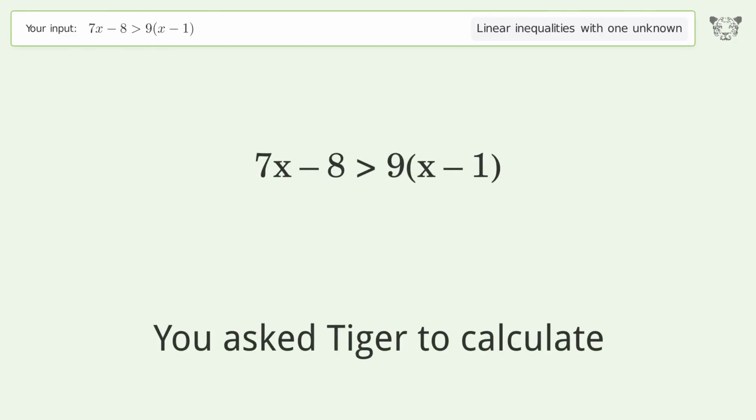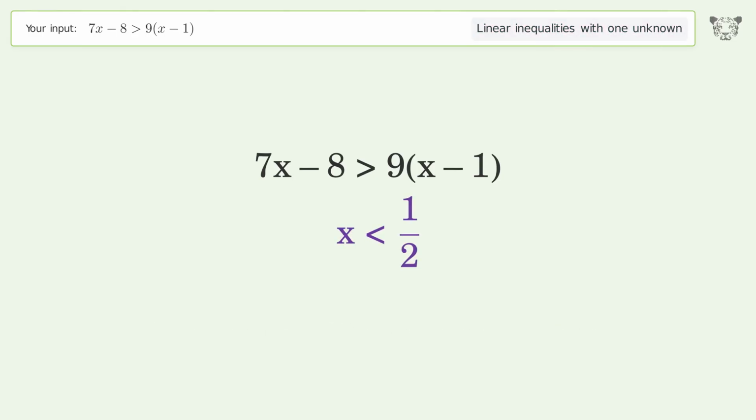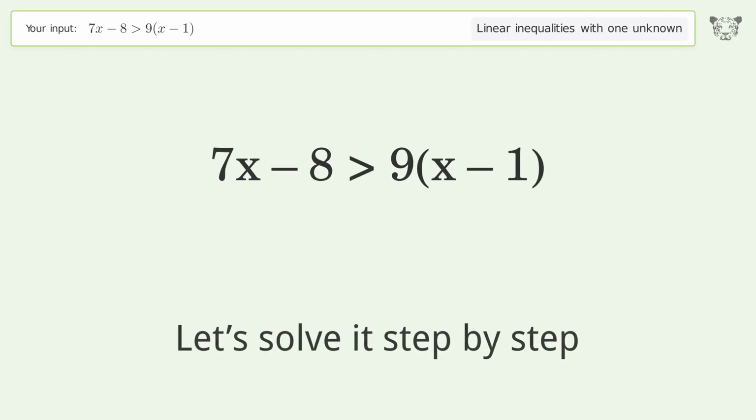You ask Tiger to calculate. This deals with linear inequalities with one unknown. The final result is x smaller than 1 over 2. Let's solve it step by step.